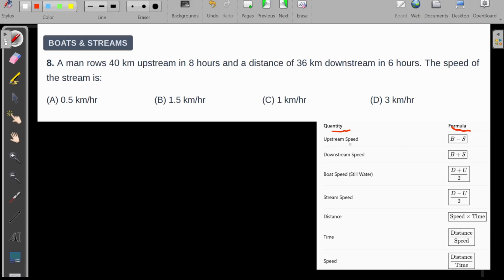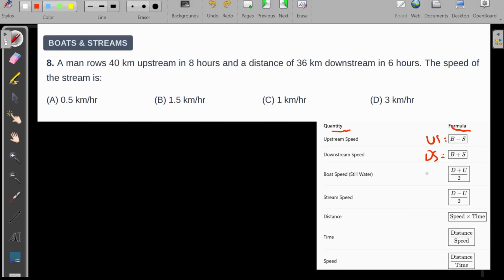If you want to find the upstream speed, we will use this formula, which is boat speed minus the speed of the stream itself, because we are trying to go against the stream. That's why we need to subtract. Now if you want to find the speed downstream, I could use this formula, which is boat speed plus the speed of the stream itself. So the speed will be more than the upstream because you're not fighting against the current.